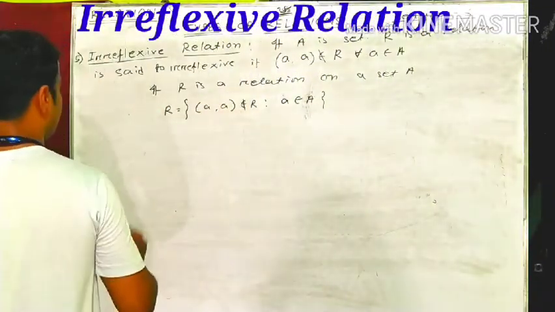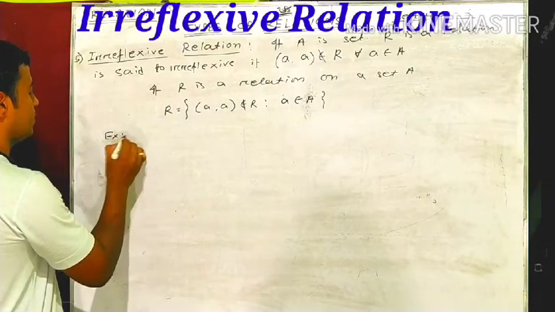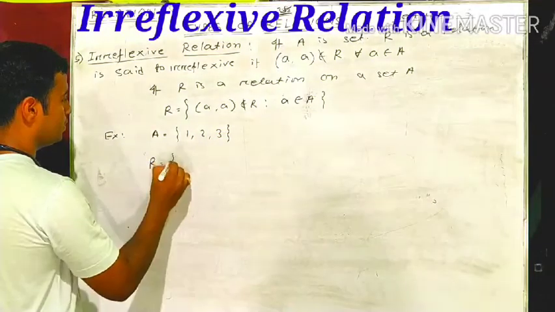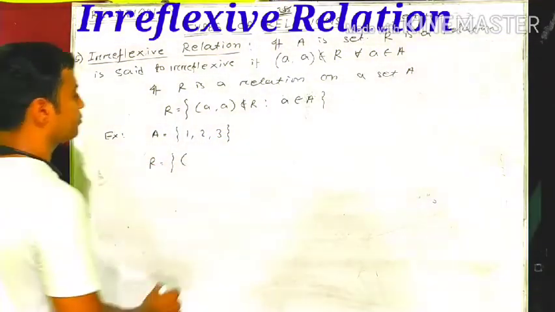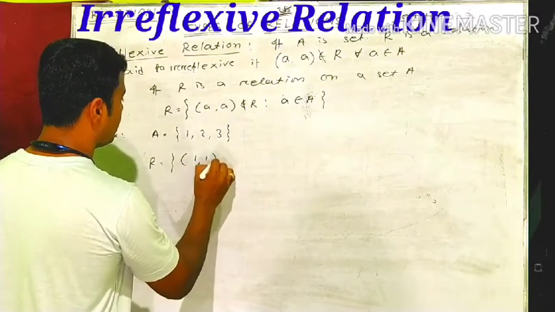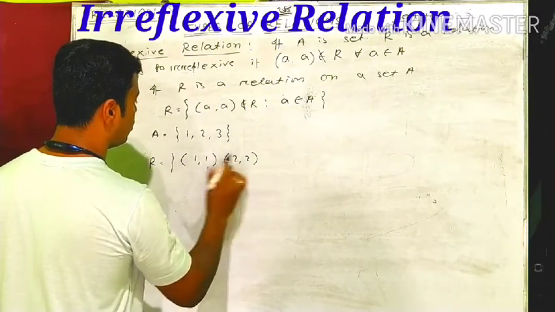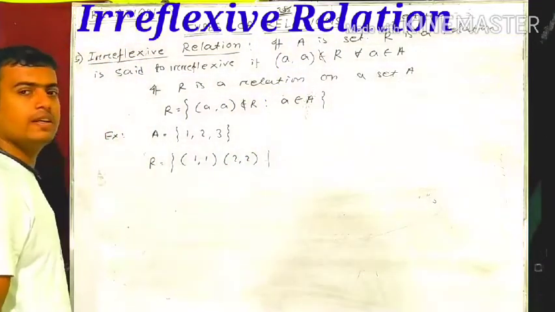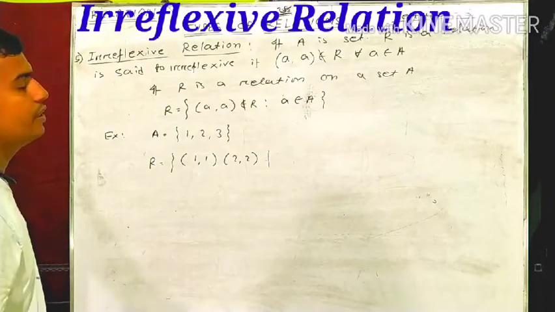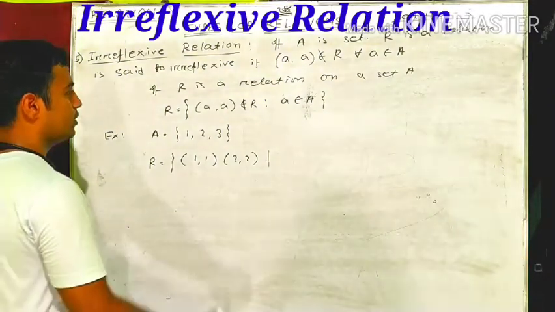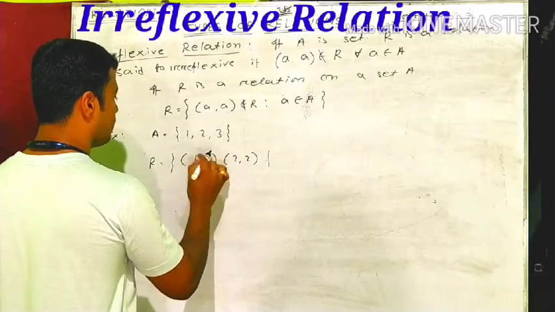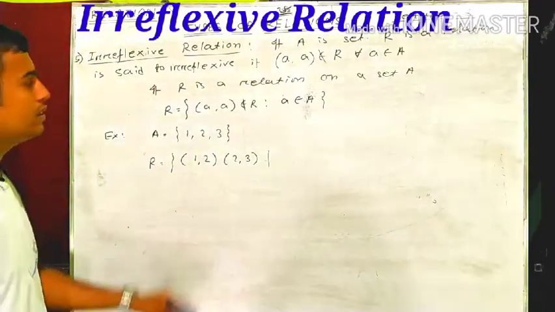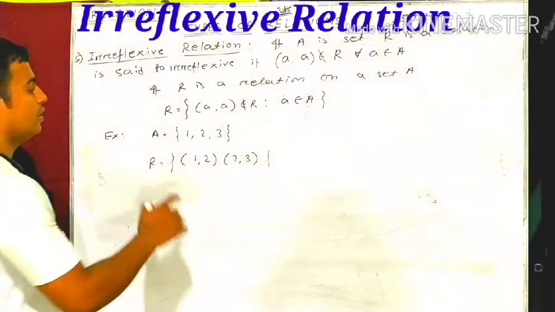Such as, for example, if A equal to {1, 2, 3} and R is the relation {(1, 1), (2, 2)}, then the relation is not a reflexive relation, and not an irreflexive relation. Suppose here we can take (1, 2), (2, 3) or anything; that is also an irreflexive relation but not a reflexive relation.